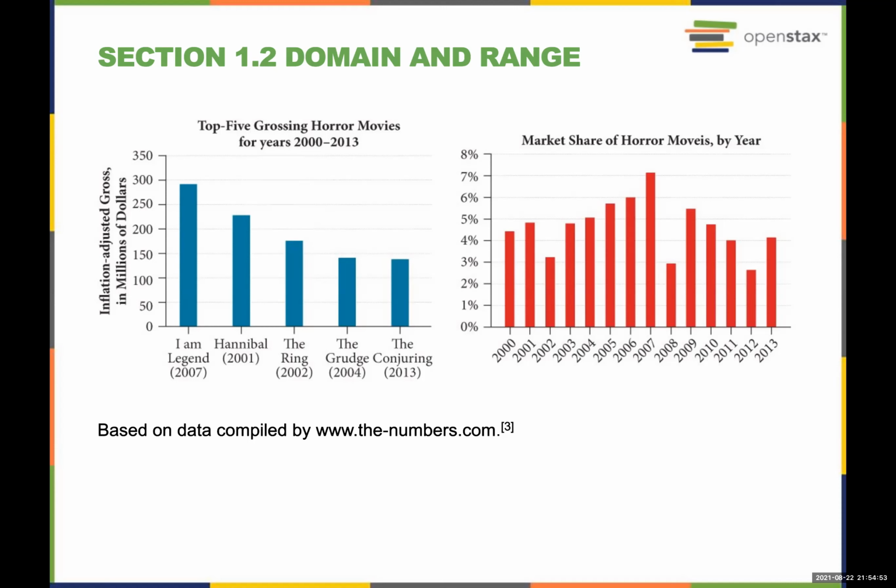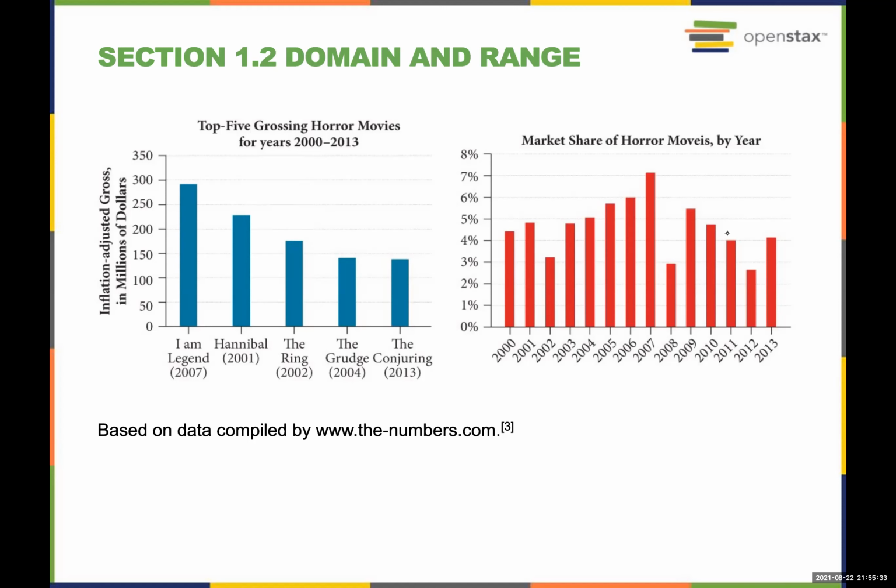So next section, 1.2, domain and range. Here, figure 1 shows the amount in dollars each of those movies grossed when they were released, as well as the ticket sales for the horror movies. So here are the top 5 grossing horror movies for the years 2000 up to 2013. Have you seen all these movies? I Am Legend, Hannibal, The Ring, The Grudge, The Conjuring. I think I've seen all of these.